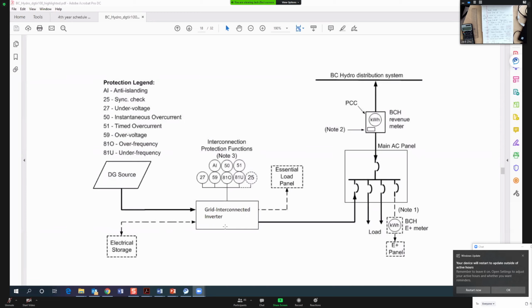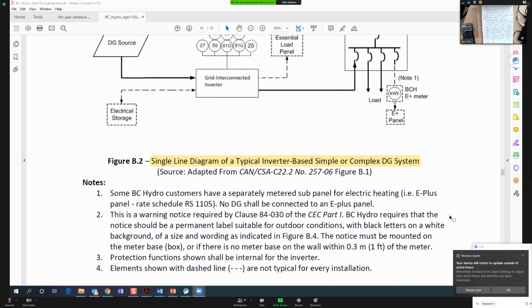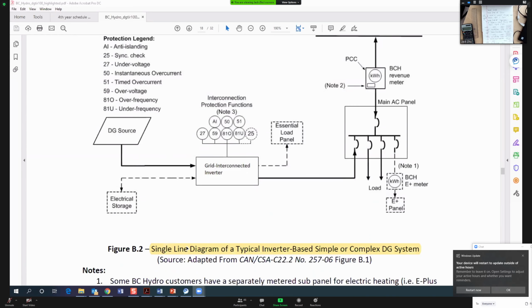And for your inverter, they will require you to have a bunch of functions, those protections: anti-islanding, synchronization, under voltage, over current, over voltage, over frequency, or under frequency protection. So this is a single line diagram of a typical system. For your interconnection down here, you have to provide those protections.